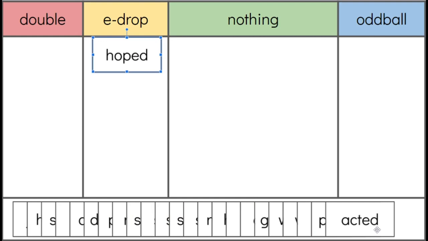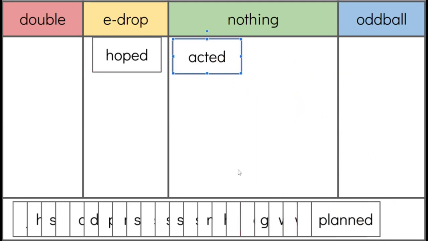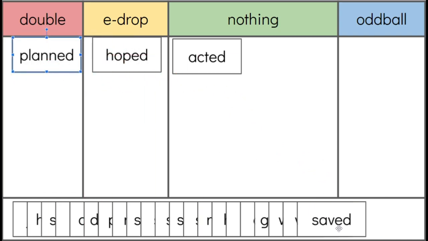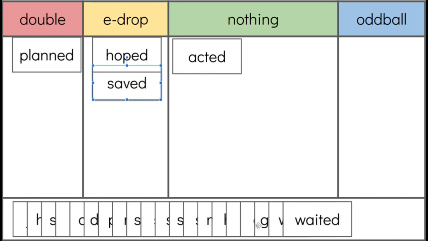The next one here is acted. There's nothing we need to do here. It ends in two consonants, so that goes into our nothing column. Planned. Plan will be the root word here, P-L-A-N, CVC. So we double that last consonant, the N, and add the ED ending. Saved comes from the root word save, which ends in an E. So we drop that E to add the suffix ed there.